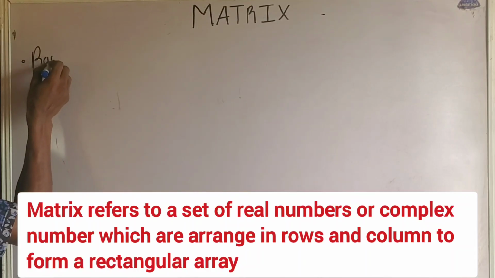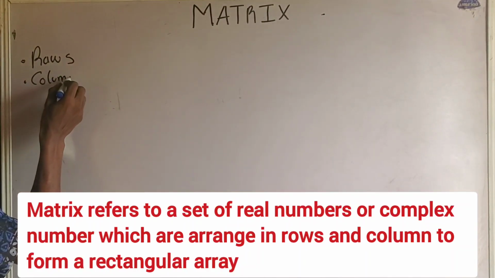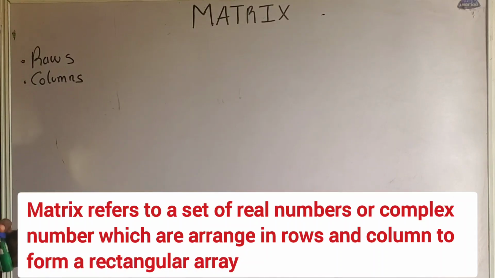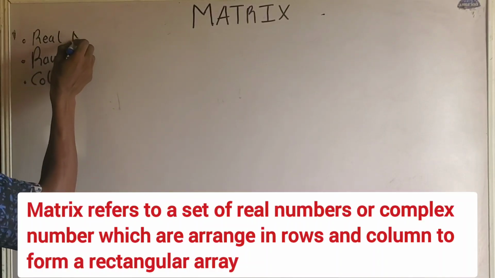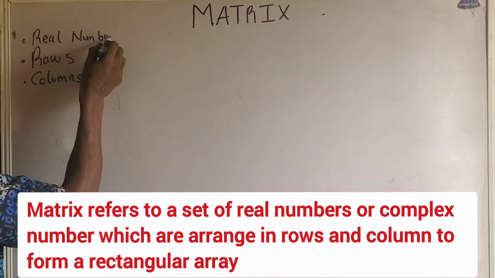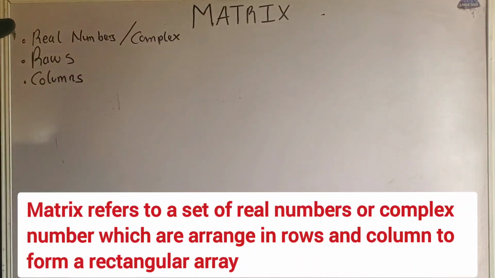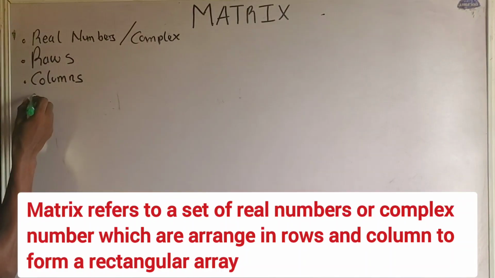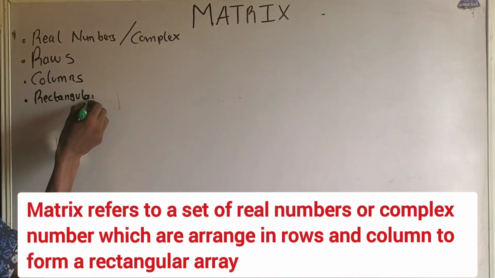So, I want to take note of this. Rows, columns. A set of real numbers or complex numbers. These numbers are arranged in rows and columns to form a rectangular array.